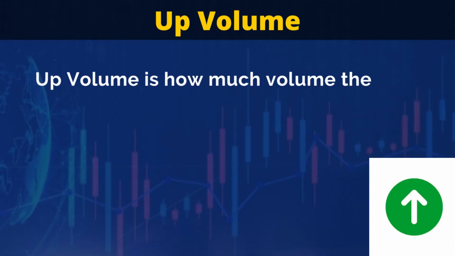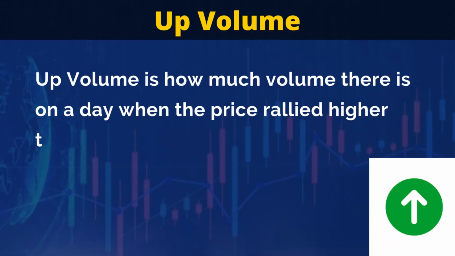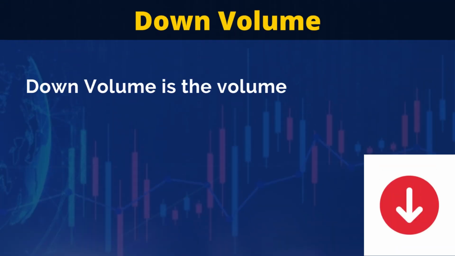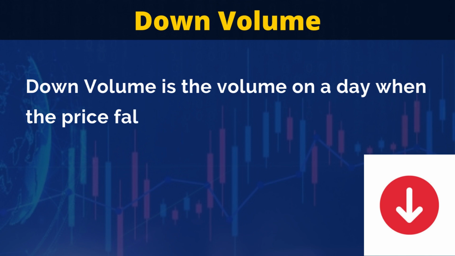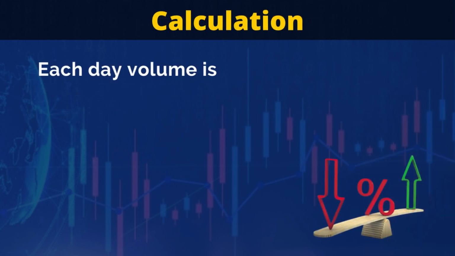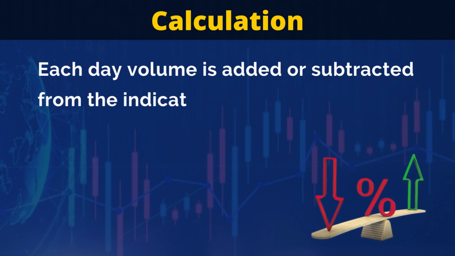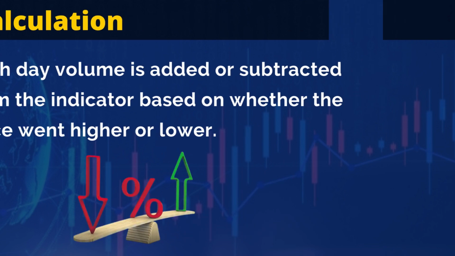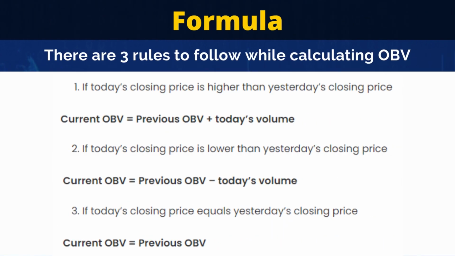Up volume is how much volume there is on a day when the price rallied higher than its previous close. Down volume is the volume on a day when the price falls lower than its previous close. Each day volume is added or subtracted from the indicator based on whether the price went higher or lower. The formula of OBV is on the screen for your reference. Please note that there are 3 rules to follow while calculating OBV.